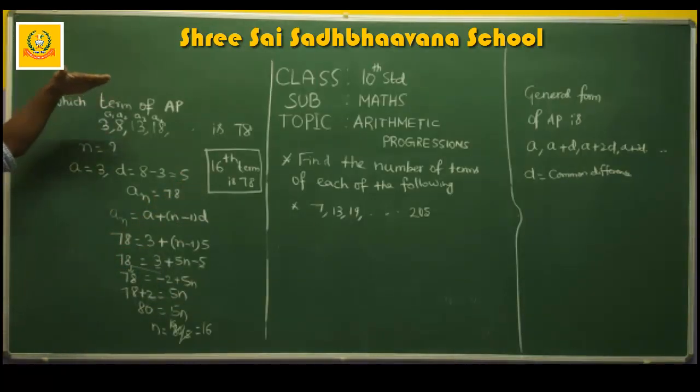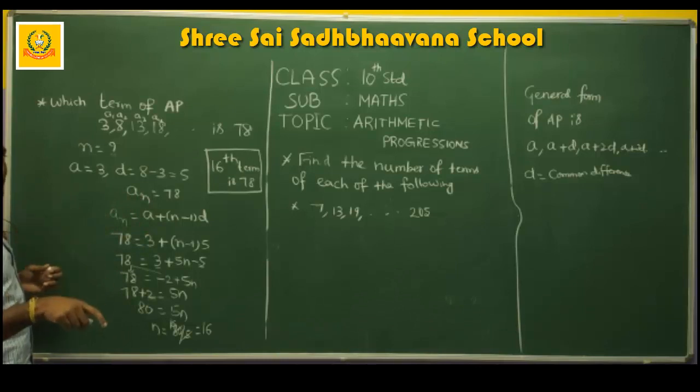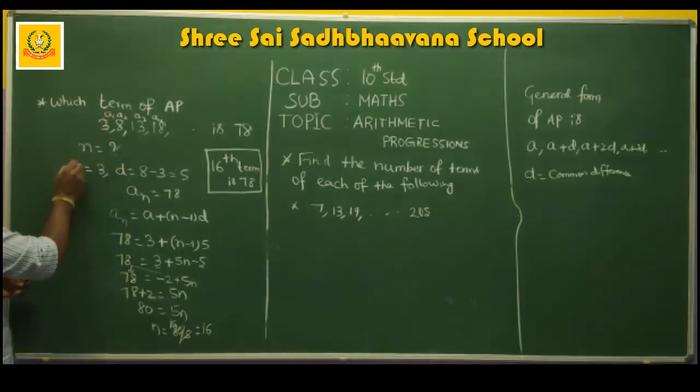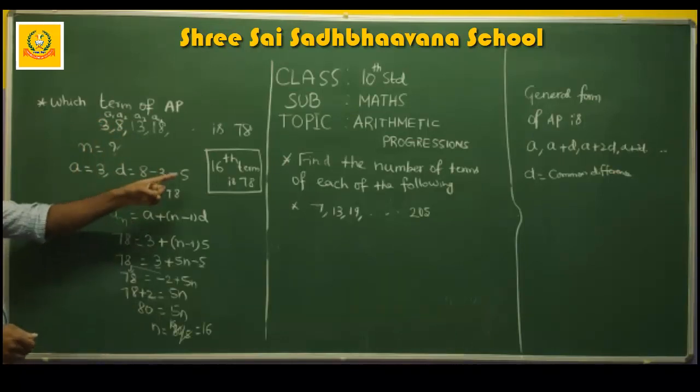I'll just repeat once again. Here we have to find which term of the AP. It is not the nth term. They didn't give which term you have to find. They are telling which term is 78. They didn't give the n value; except the n value, everything is given. So 78 we will take as AN. We know the term, but which term, whether it is the 10th term or 11th term, that we don't know. That value we are going to find, so we are going to find the n value. So take A is equal to 3, D is equal to second term minus first term, common difference 5, and which term you are going to find?